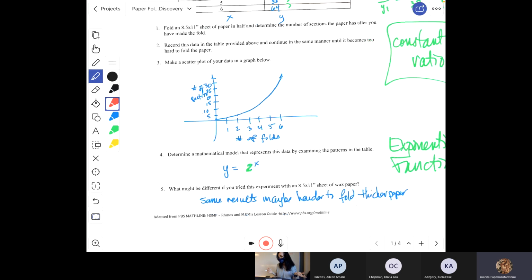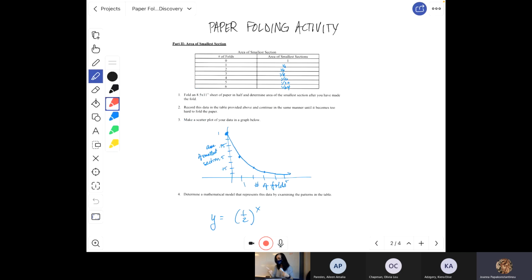So how would this be different if I used an 8.5 by 11 piece of wax paper instead of regular paper? Well, I'd still get the same results, the same number of sections, the same equation to represent this function, but it may be harder to fold the thicker paper. Has anybody seen the Mythbusters where they do it with the giant football field full of paper? Yeah, you've seen that? That's pretty cool. Answers the question, what's the maximum number of folds you can get?